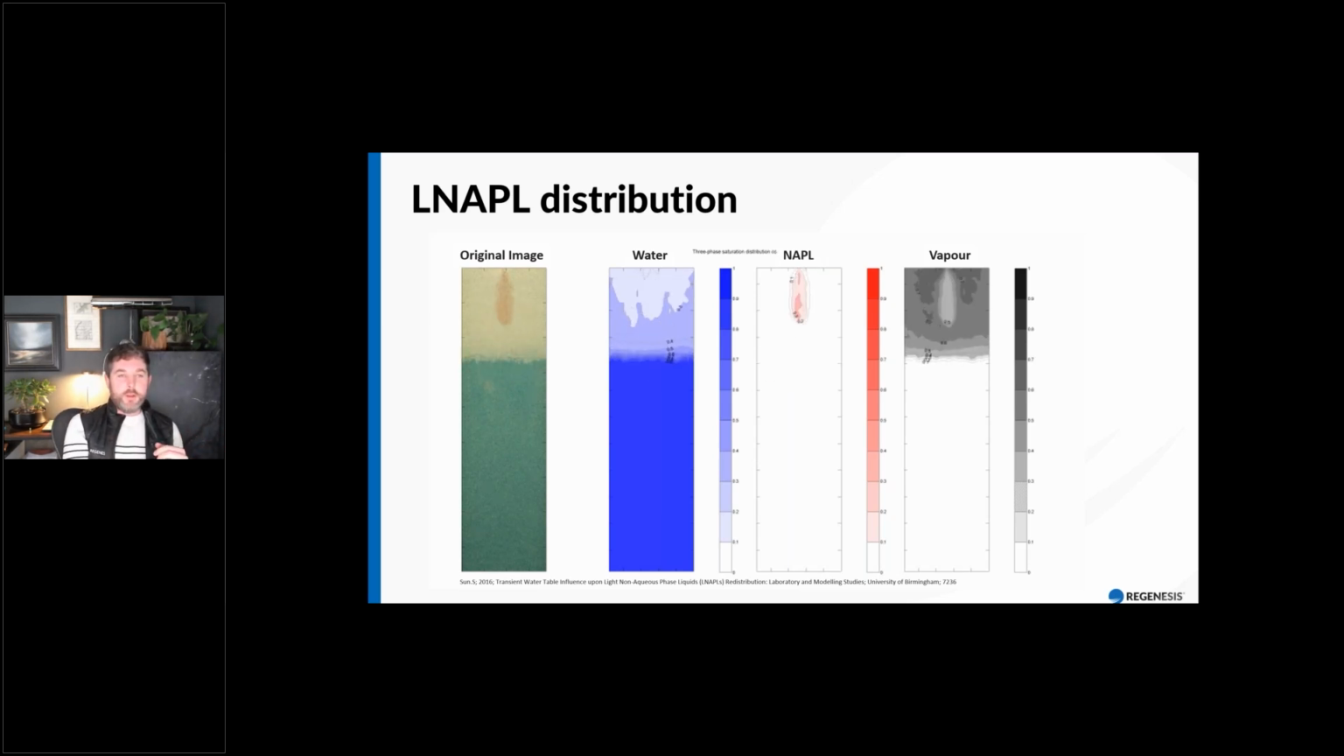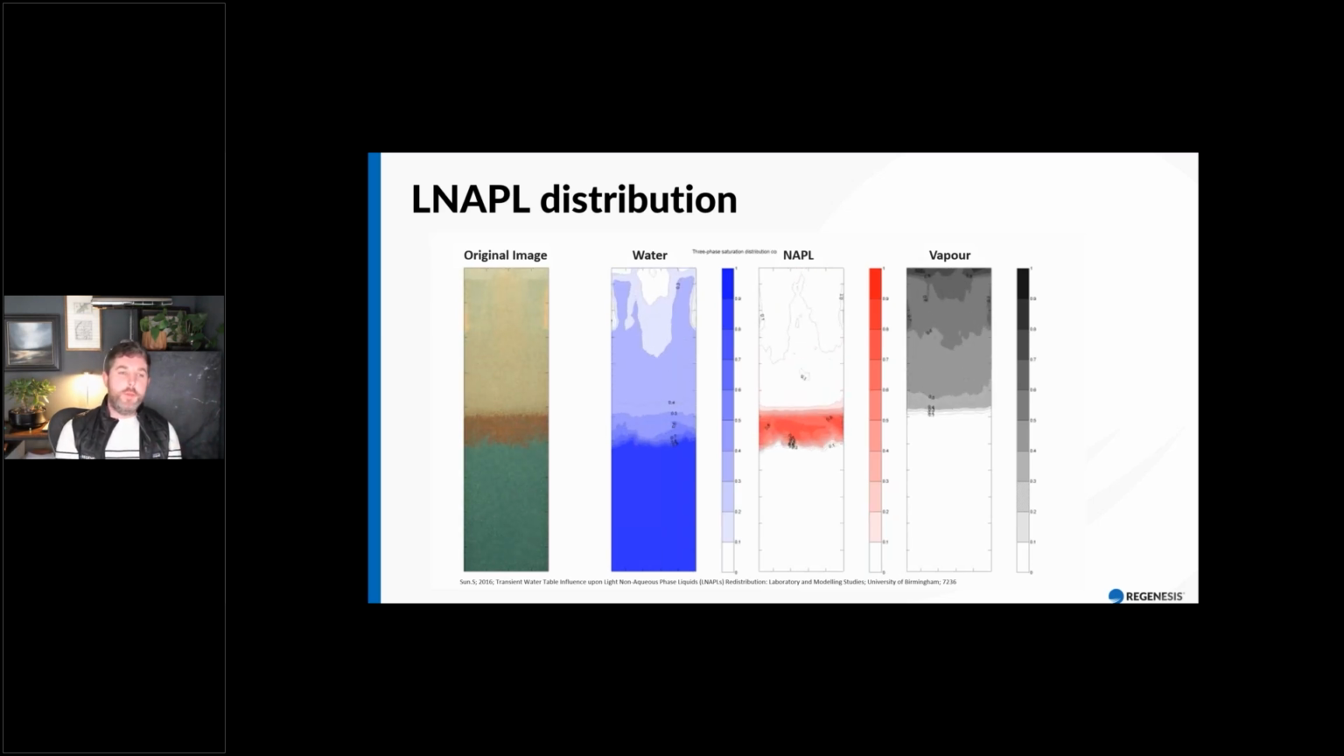This is a sand tank experiment that was done by the University of Birmingham to illustrate how LNAPLs move in the subsurface. What you can see here is someone has released a gasoline. It's then percolated through the unsaturated zone, so through the vadose zone, and then hit the top of the groundwater table, and it starts to spread out. Now, we all know that groundwater isn't static.